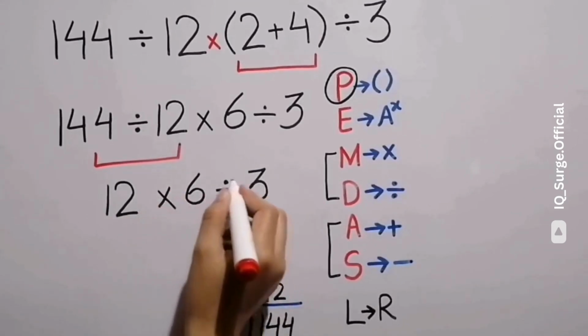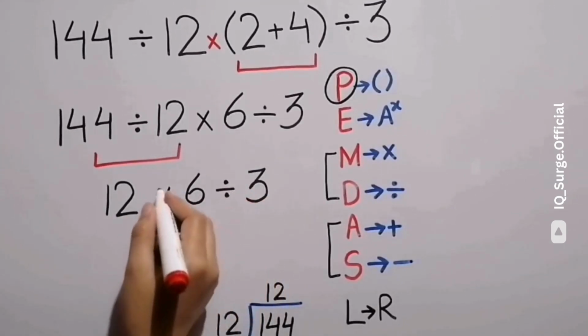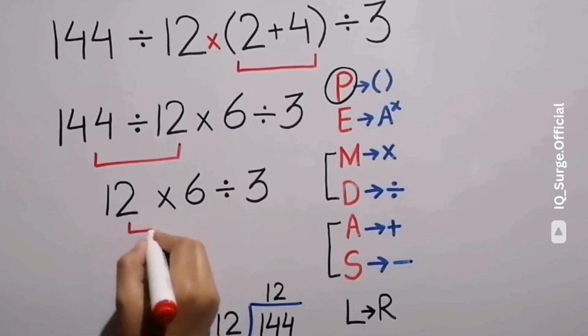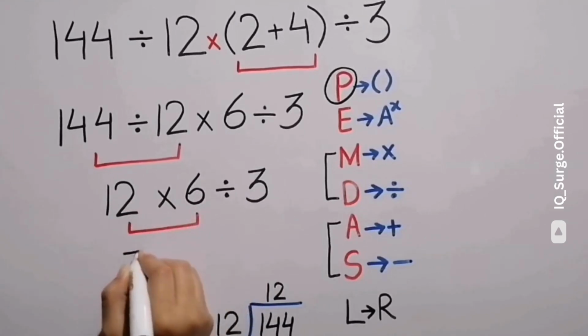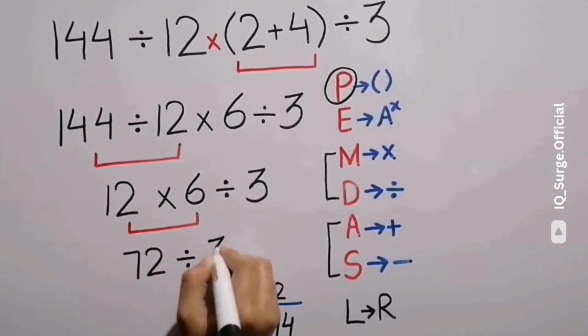Now we have multiplication and division. First we do multiplication between 12 and 6, that equals 72. Then divided by 3.